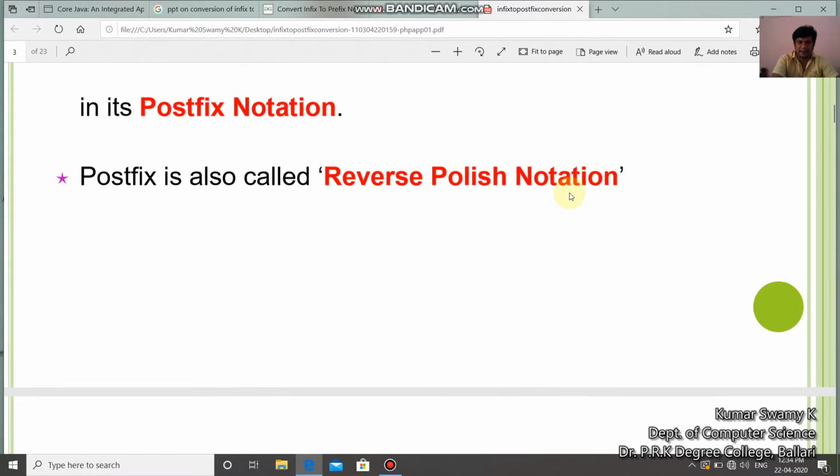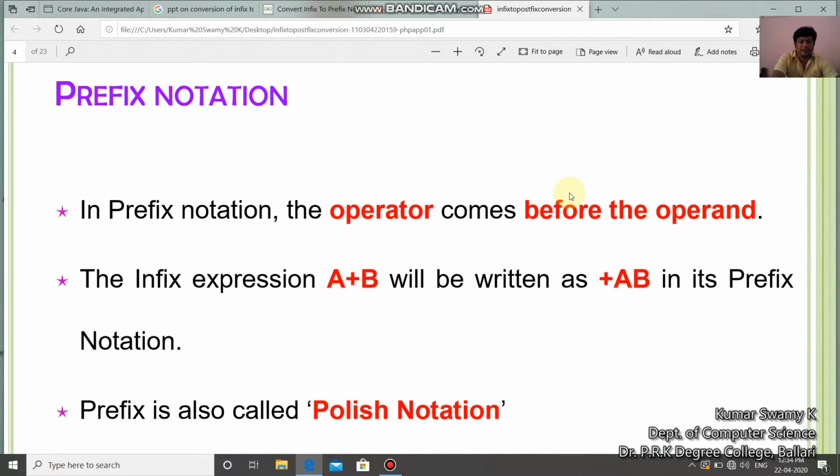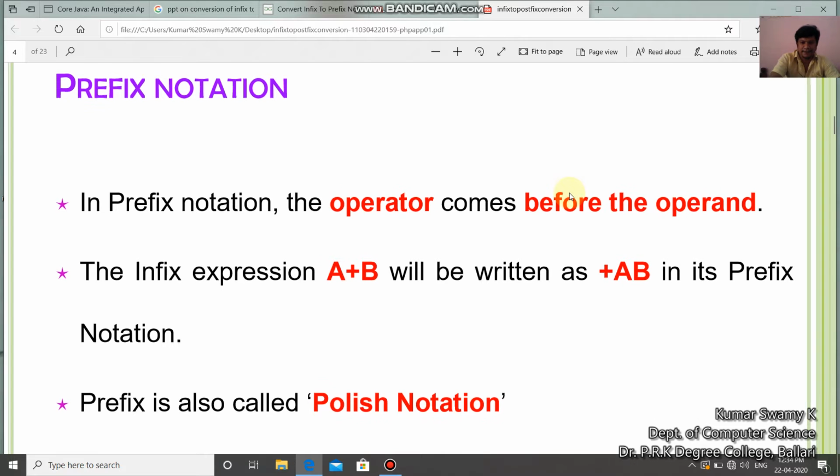And the third category of notation we have discussed is prefix notation. In prefix notation, the operator comes before the operands. The infix expression a plus b will be written as plus ab in its prefix notation. Prefix is also called Polish notation.